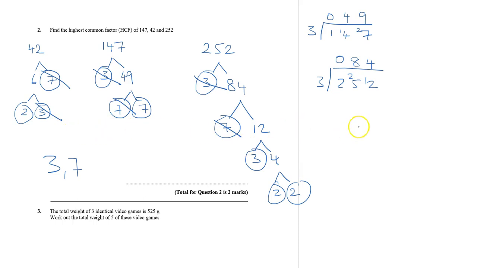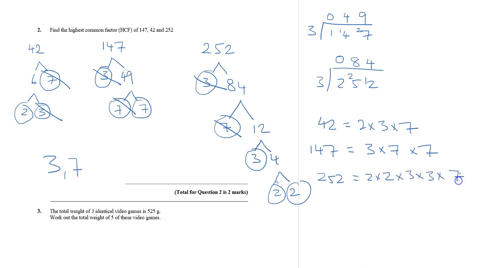Again, maybe just to write that out on the side here, 42 would be 2 times 3 times 7. 147 is 3 times 7 times 7. And then 252 was 2 times 2 times 3 times 3 times 7. So there was a 7 common to each, a 3 common to each. And then after that, there is nothing else that all 3 of them share in common. Therefore, the highest common factor is 3 times 7, which is 21.